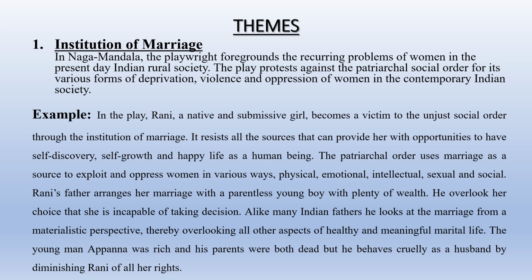It resists all the resources that can provide her with opportunities to have self-discovery, self-growth, and a happy life as a human being. The patriarchal order uses marriage as a source to exploit and oppress women in various ways: physical, emotional, intellectual, sexual, and social. Rani's father arranges her marriage with a parentless young boy with plenty of wealth. He overlooks her choice, assuming that she is incapable of taking decisions.